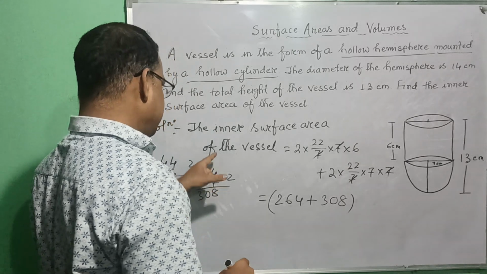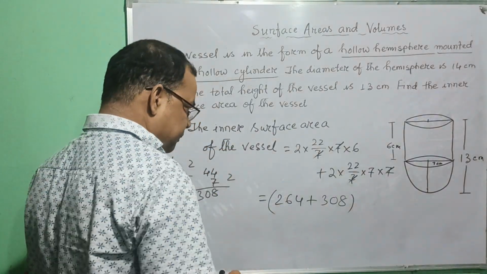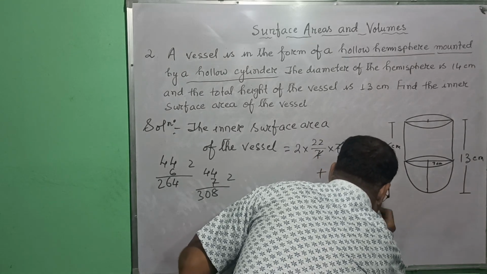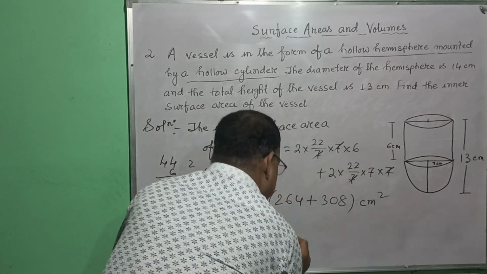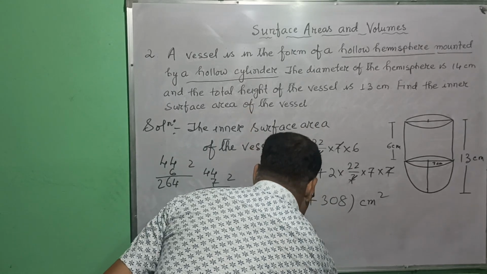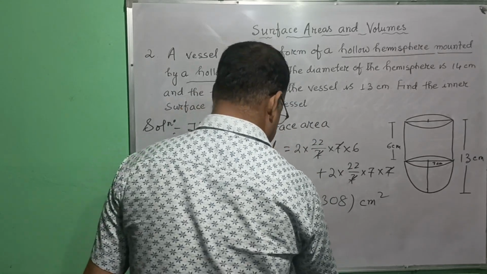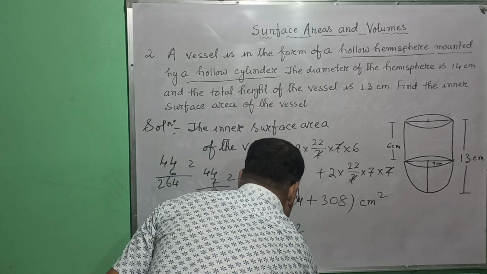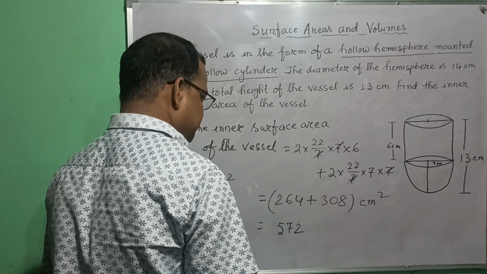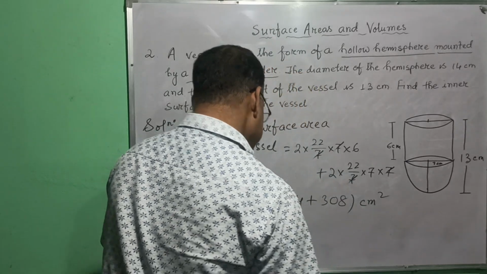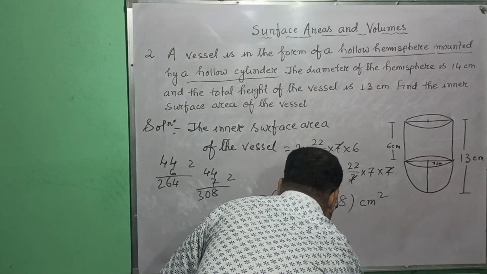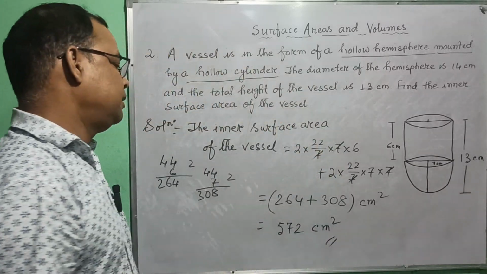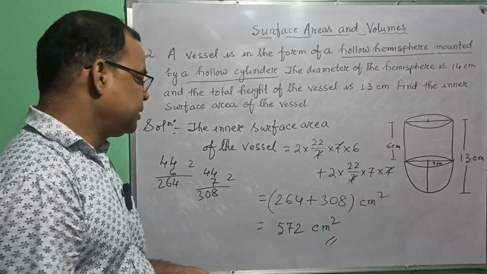So as it is given the surface area, our unit will be centimeter square. Now by adding we'll get 572 is the inner surface area of the vessel. So this is the answer.